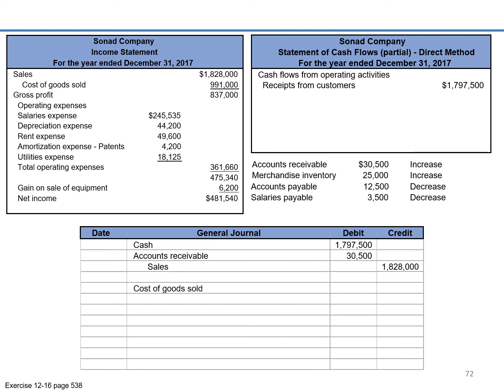All right, then let's look at our cost of goods sold. So our cost of goods sold was $991,000. We know that our merchandise inventory is either sitting on our balance sheet still, or it went through our cost of goods sold on our income statement. So our change in merchandise inventory is a $25,000 increase.